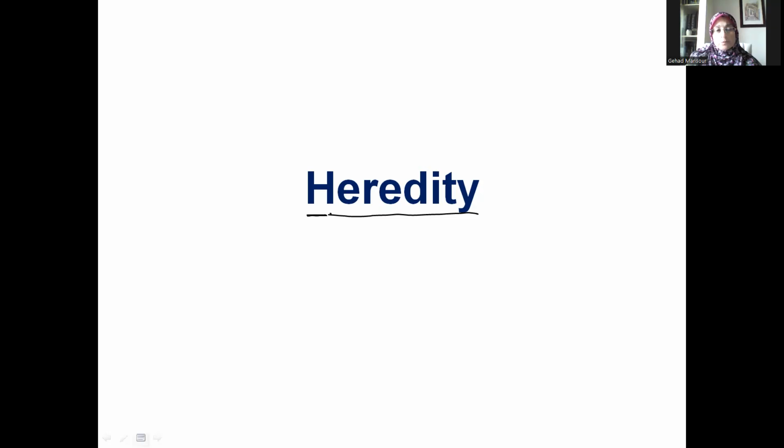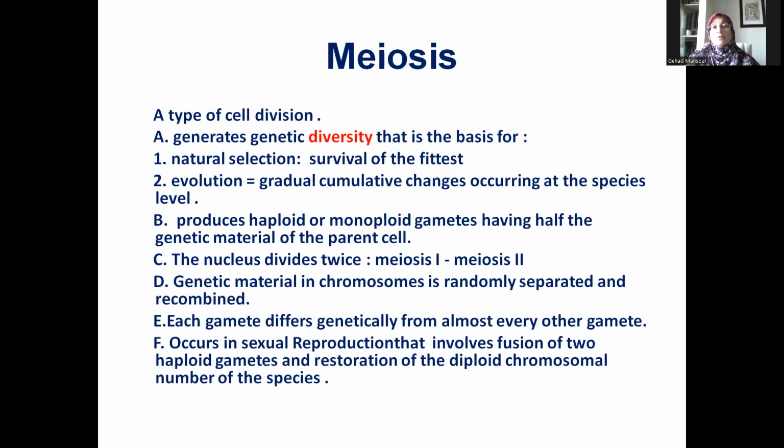Let's move on to the first slide on that presentation, which is meiosis. As you know, we have two types of cell division. The first type of cell division was mitosis, and mitosis was the one we studied during our study of the cell cycle. In mitosis, you start with a parent cell.